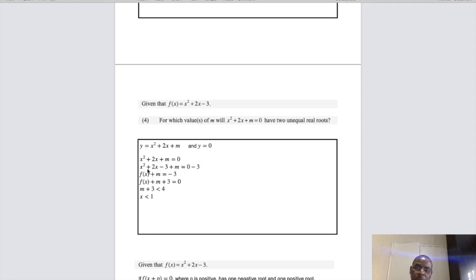And the reason is because I want to be able to write f of x, because I need to express that function in terms of f of x. So x squared plus 2x minus 3 is f of x. That is why I wrote f of x here. All that plus m is equal to negative 3. And then if I collect my terms, I need to bring the minus 3 to the other side. And so this is what I end up getting here. I need to draw the graph of f of x plus m plus 3 and also draw the graph of y equal to 0 so that I can tell where they intersect. Remember, these two graphs should intersect in 2 places in order for us to get 2 unequal real roots.